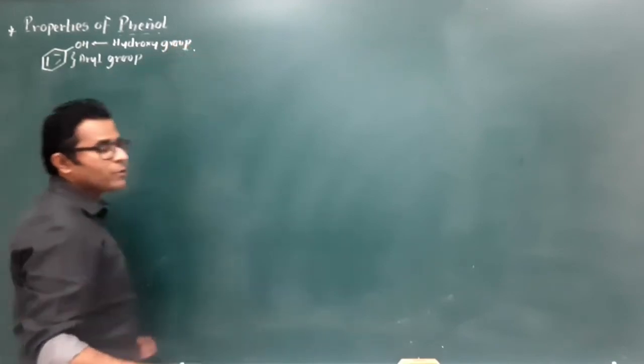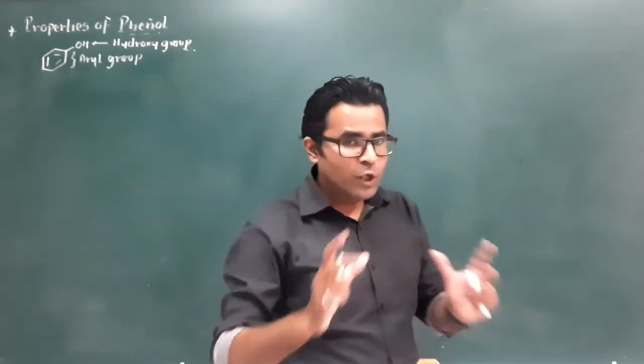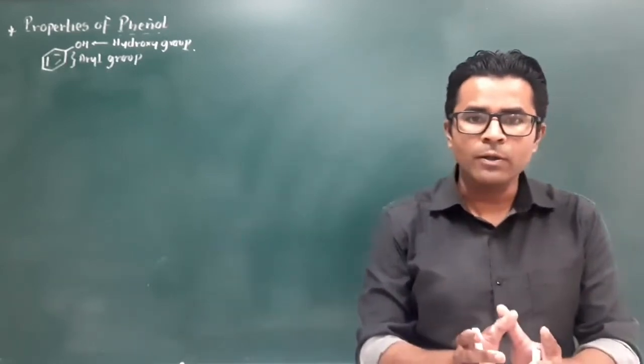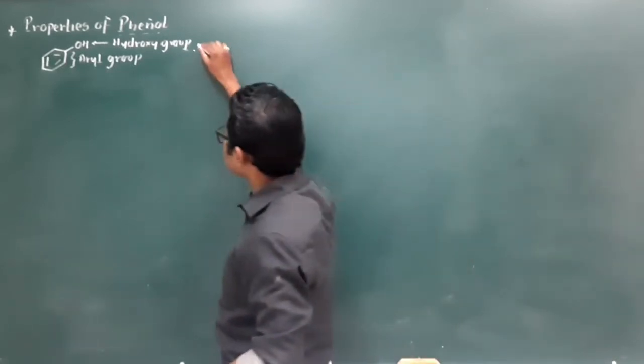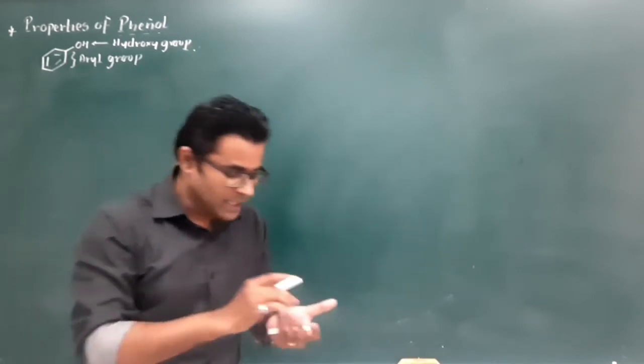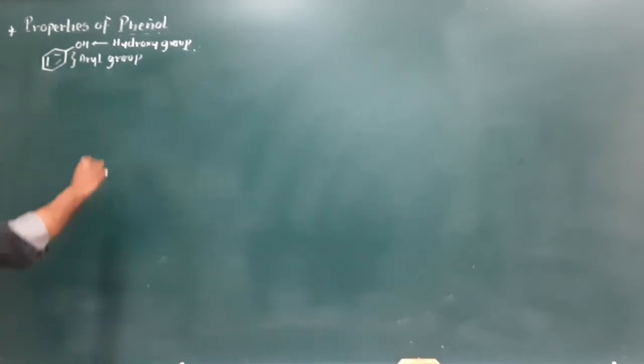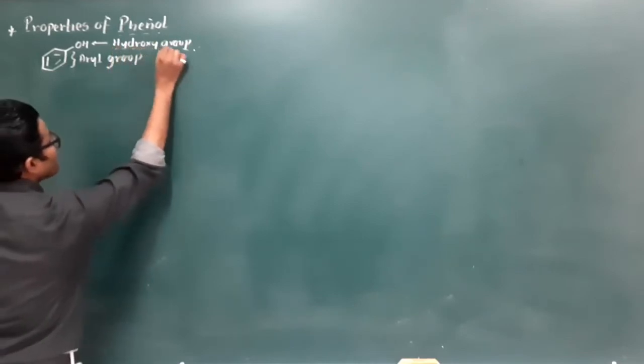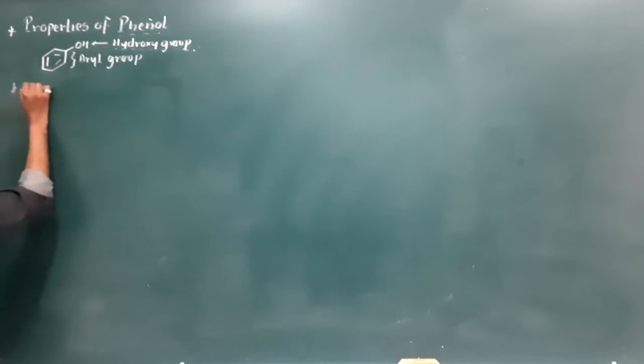Now here we need to understand that the majority of the properties of phenol are because of this particular hydroxy group which is attached to the benzene type of system. Thus, if we consider different types of properties, it is mainly because of the presence of the hydroxy group. Let us start with a few of them. For example, the first one, let's say the solubility.